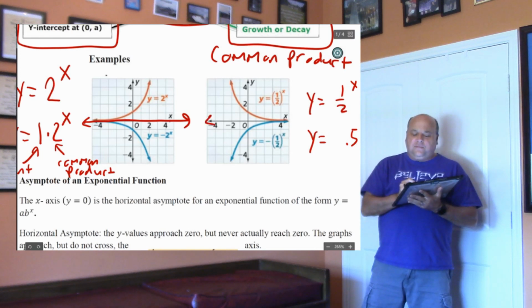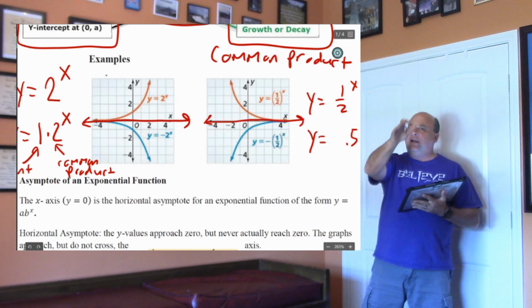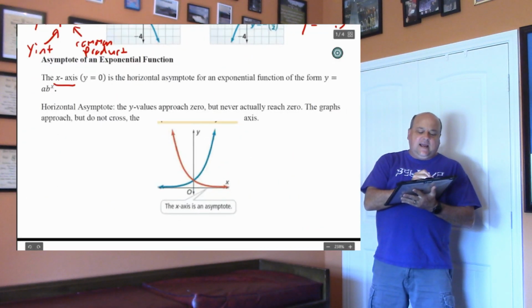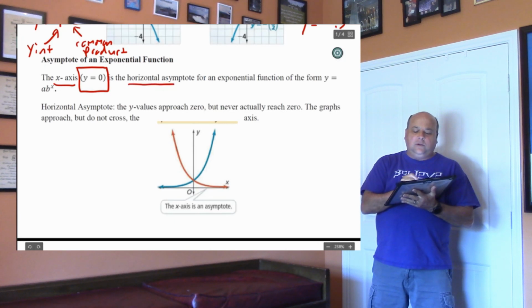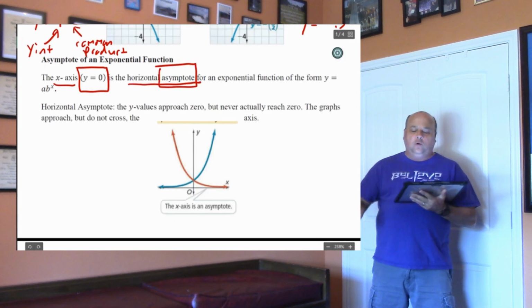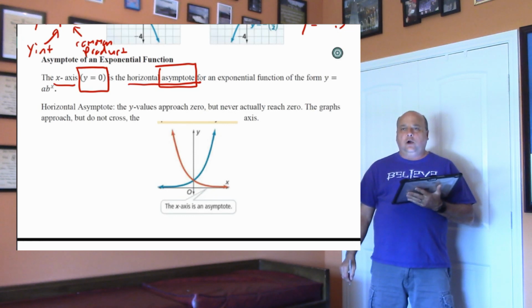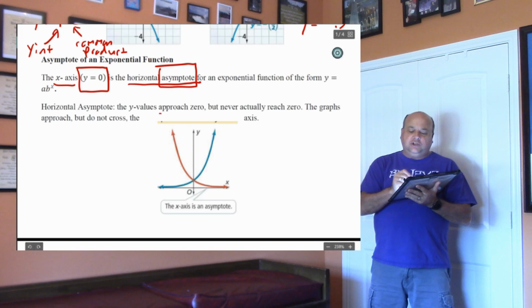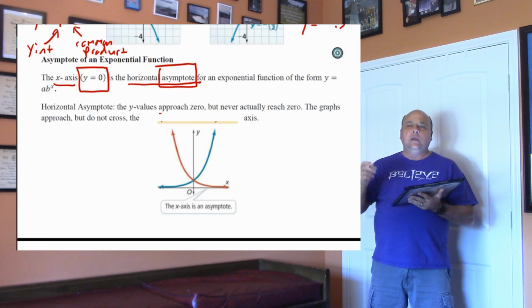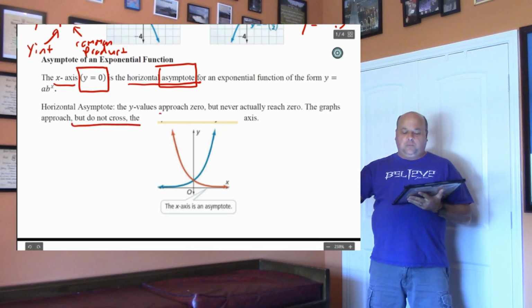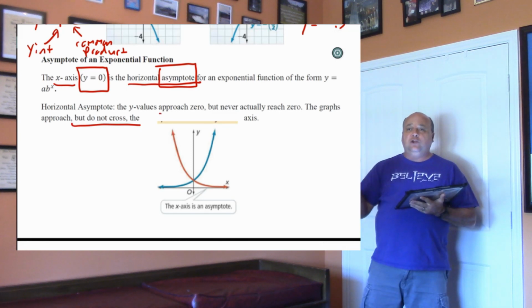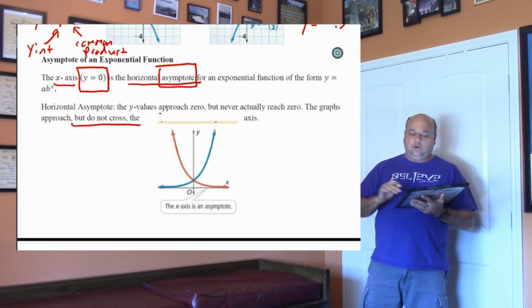Also remember that the x-axis is the line that the graph goes to but never crosses, okay? The x-axis, which is y equals 0, is called a horizontal asymptote. That is a new word you've never heard before. An asymptote is a line that the graph approaches but never ever crosses. Almost all the graphs we do in Algebra 1, the x-axis will be the horizontal asymptote.